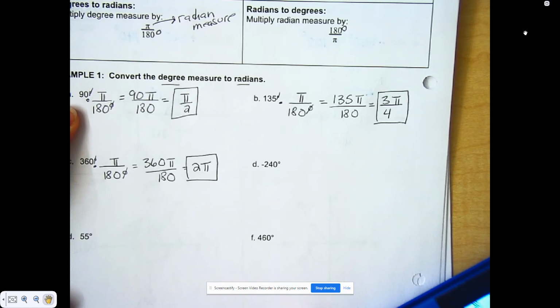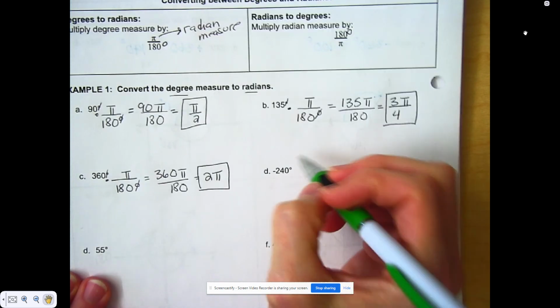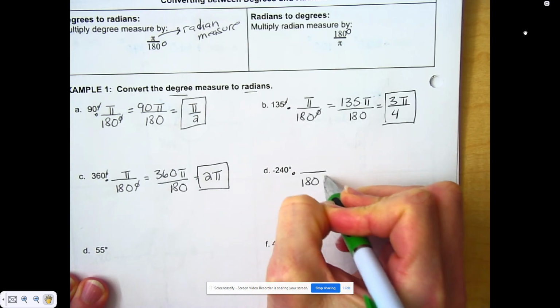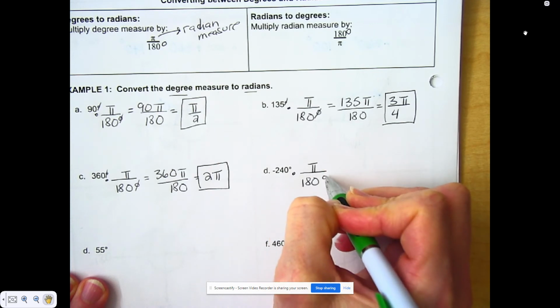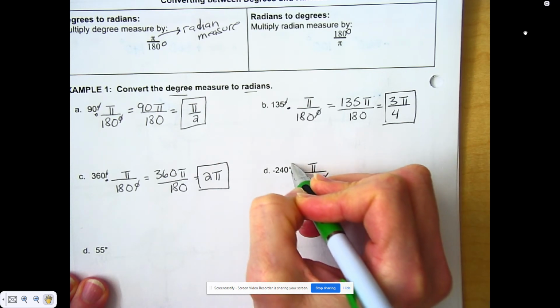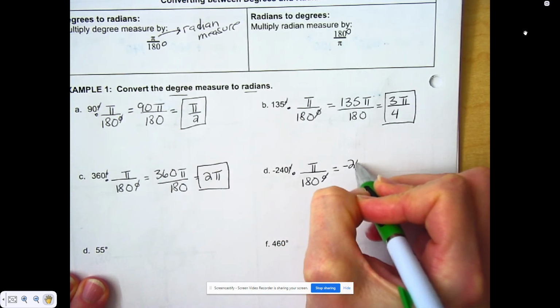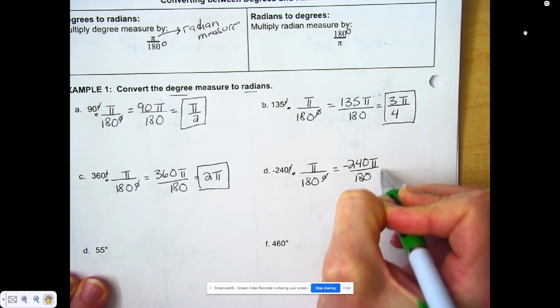How about negative? Do it exactly the same. We're just going to end up with a negative radian measure, but I still want those degrees gone. So degrees on the bottom, and I want radians in my final answer, so put those on the top. Degrees on the top, degrees on the bottom, those cancel. I'm left with negative 240 times pi over 180.